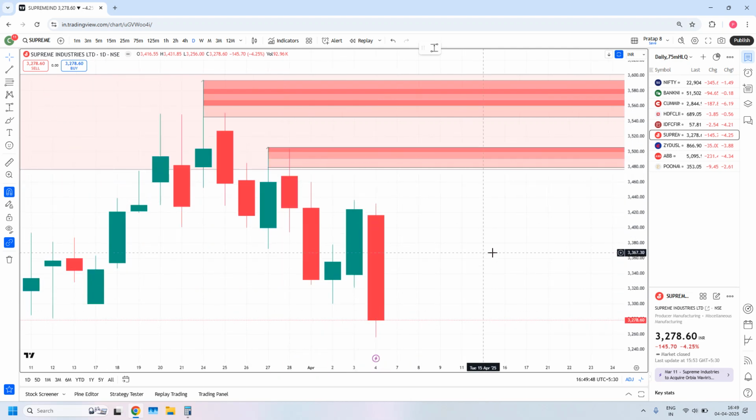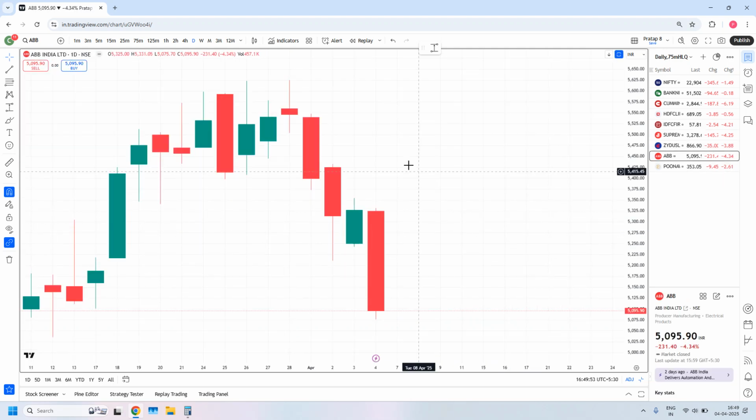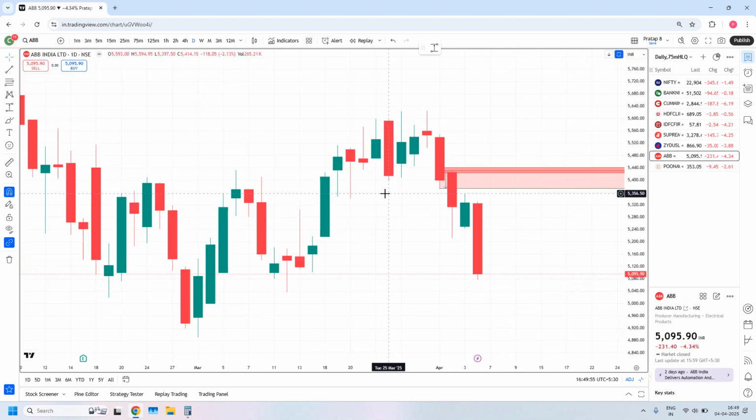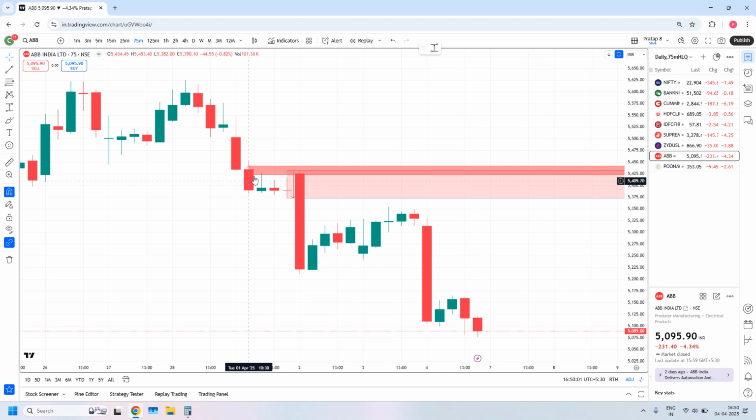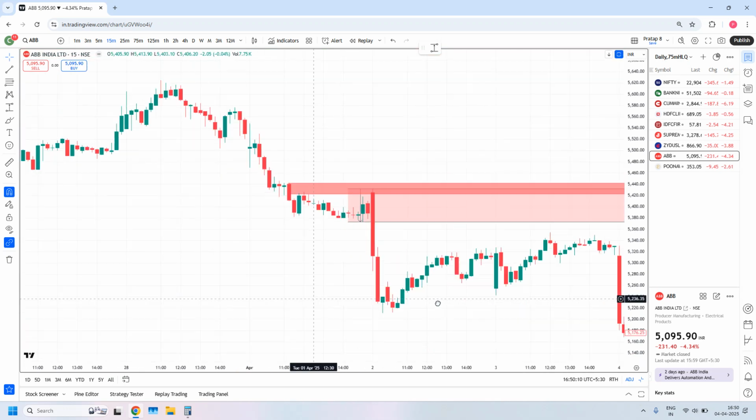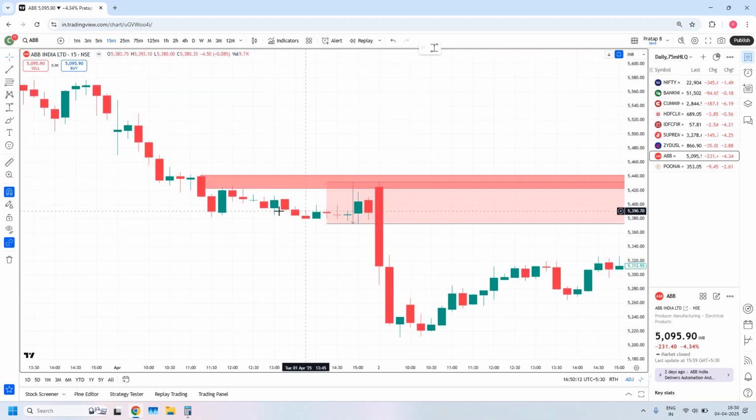A drop candle. Zydus, we have seen it is violated. ABB is just a 75 minutes high liquidity supply zone. Here we have a 75 minute supply zone. Go to 75 minutes. Software identified this as a drop, 3 base candles and drop. But the 15 minute structure is not good, so I'm not comfortable with this structure.